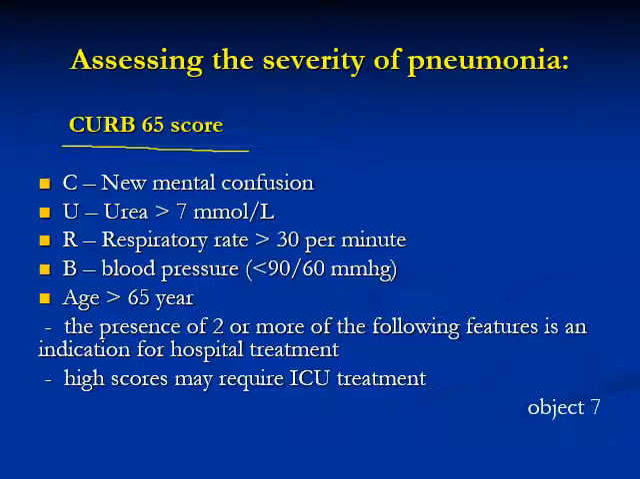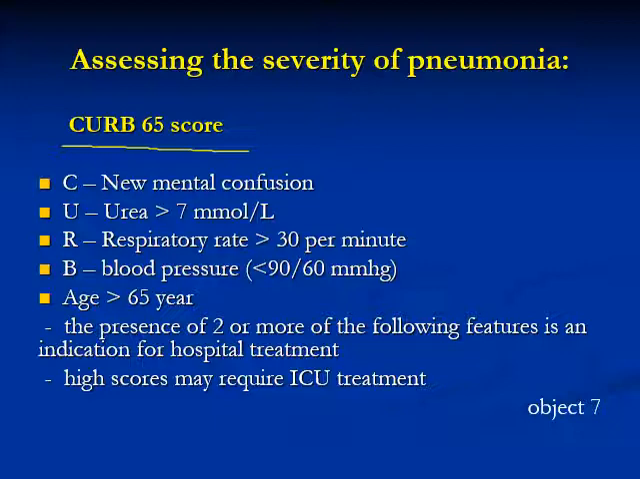R is respiratory rate. Respiratory rate is more than 30 breaths per minute, which means there is tachypnea. And B is the blood pressure. The patient may be hypotensive, less than 90 over 60, also a bad sign, and 65 means age more than 65 years. So there are 5 points in the CURB-65: confusion, blood urea more than 7 millimole or 40 milligram per deciliter, respiratory rate more than 30 per minute, blood pressure less than 90 over 60, hypotensive, and age more than 65 years.